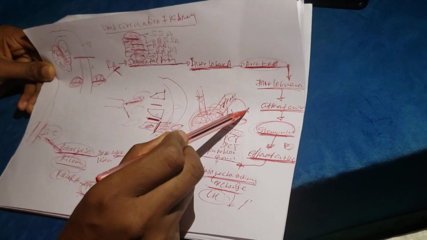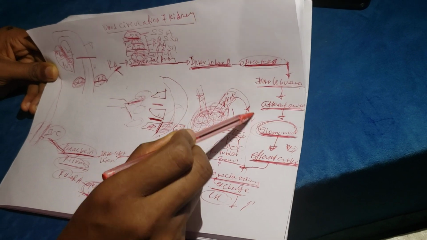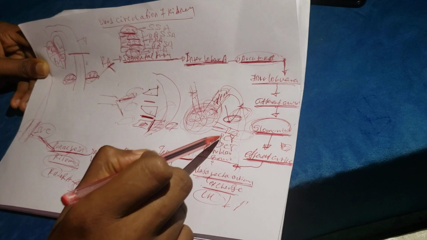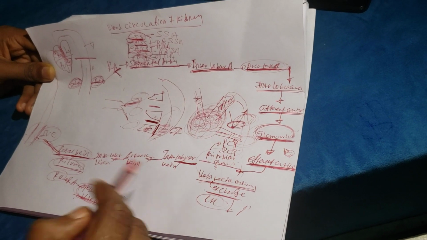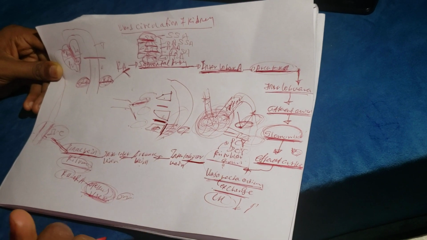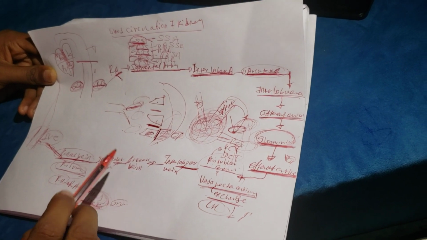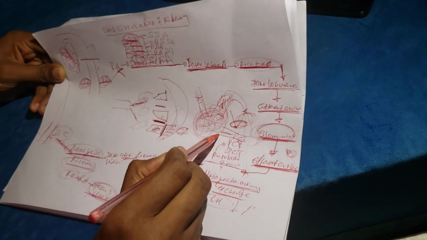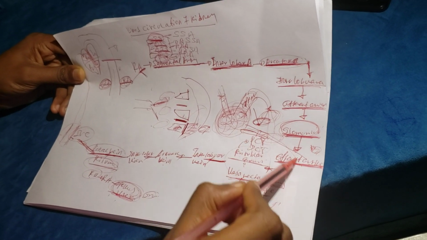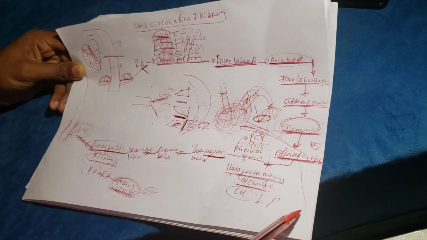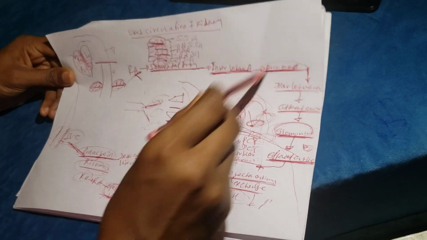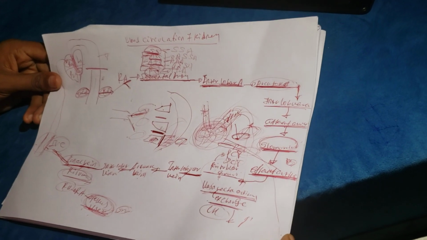This efferent arteriole will divide into the peritubular capillary and vasa recta. The peritubular capillary and vasa recta surround the proximal convoluted tubule, distal convoluted tubule, collecting duct, and the loop of Henle, so that filtration, reabsorption, and secretion occur, and ultimately it changes into urine, and the blood is also processed and goes back into the body.